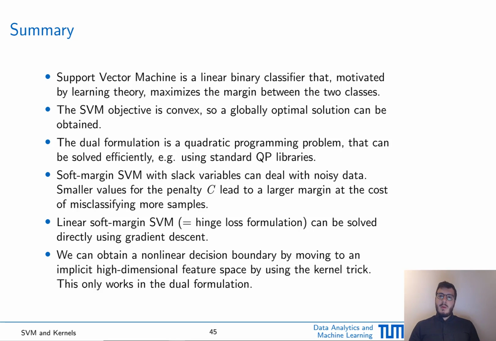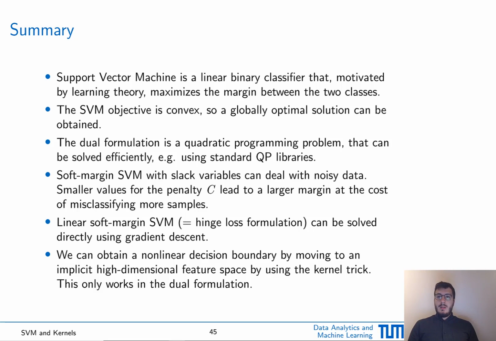First, we talked about the hard margin SVM, which can only be applied when the data is linearly separable, but because this is not always the case, we introduced the soft margin SVM, which added slack variables, and this helped us to deal with noisy data. For the soft margin SVM, we had this additional parameter, the penalty parameter C, where we trade off how much we are penalizing the violation of the margin. This linear soft margin SVM can be reformulated as a hinge loss formulation, which can be solved directly using gradient descent because the parameters are unconstrained.